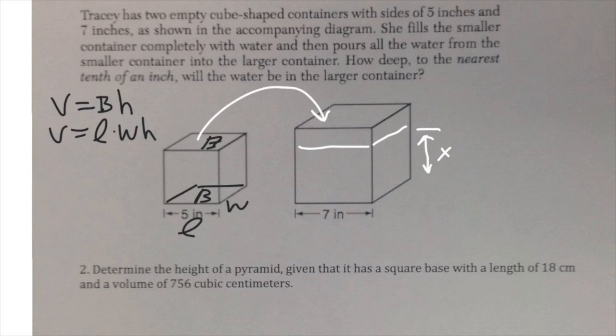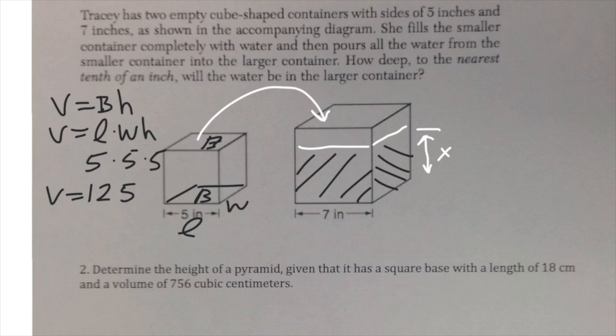So how much water is in the first container? Well, it's a cube, and in a cube, all three dimensions, length, width, and height, are all the same. So it would be 5 times 5 times 5, or 125 cubic inches. Now that one's getting poured into this cube right here.